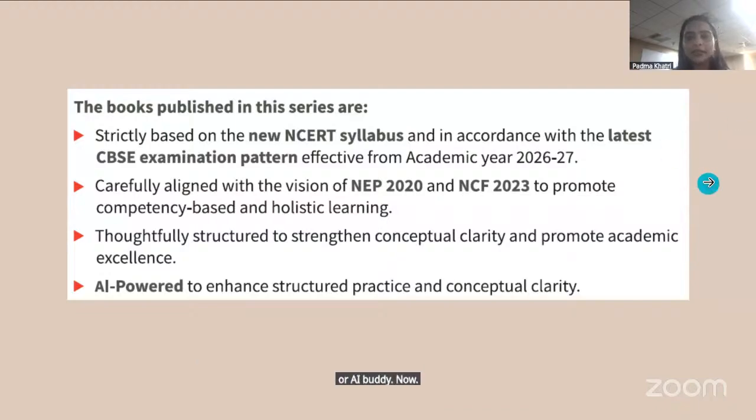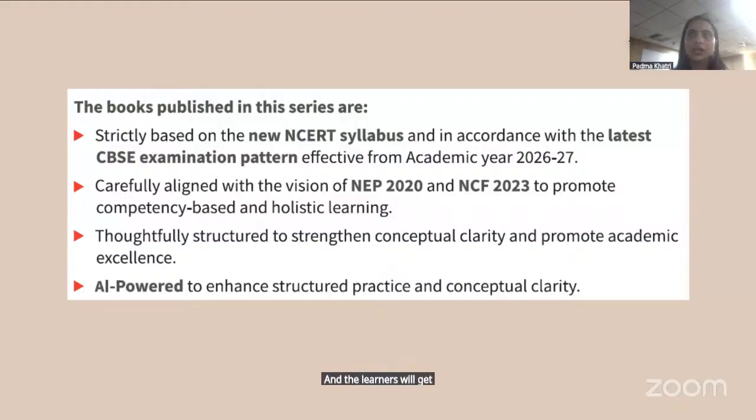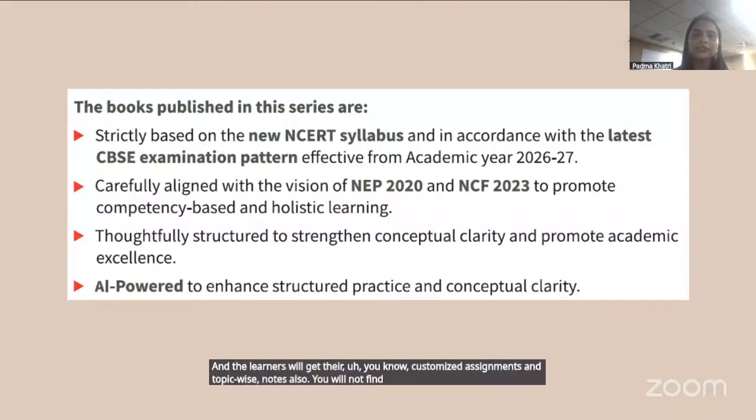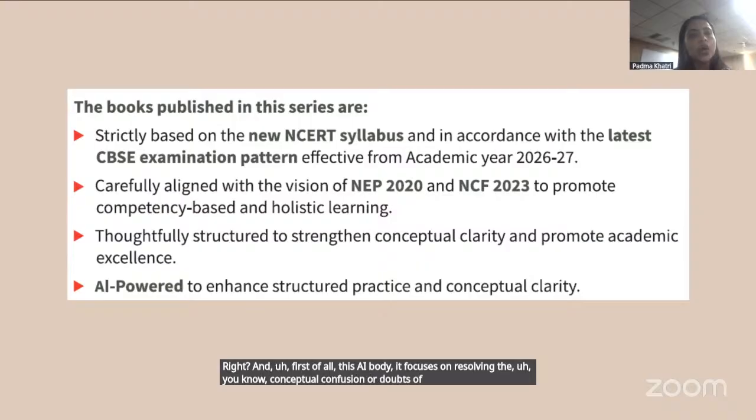Now this AI buddy provides the worksheets. It instantly resolves the queries of the learners, and the learners will get their customized assignments and topic wise notes also. You will not find this AI buddy in any of the other books, only in these books developed and published by Goyal Brothers Prakashan, right? And first of all, this AI buddy focuses on resolving the conceptual confusion or doubts of the learners within the lesson only. It will not provide the answers of any question which is out of the lesson.